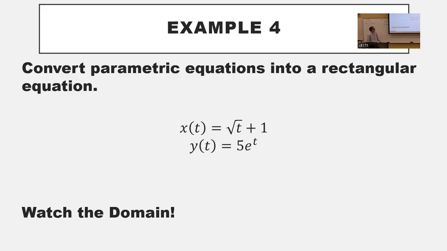We could have solved for t utilizing the y equation. I would have had to divide by 5 and then take the natural log of both sides. And you would have ended up getting x is equal to the square root of the natural log of y over 5 and then plus 1. But there you go.